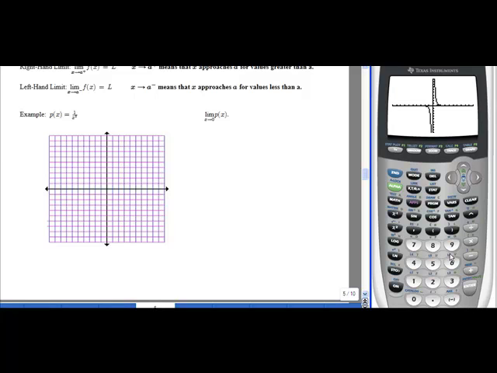So I'm going to get these two branches. When x is 1, I get 1 back. So I know it goes through 1 comma 1. And when x is negative 1, negative 1 cubed stays negative. So this goes through negative 1, negative 1 as well. So we get those two sort of center points, and then we get this branch that goes this way, and this branch that goes this way.